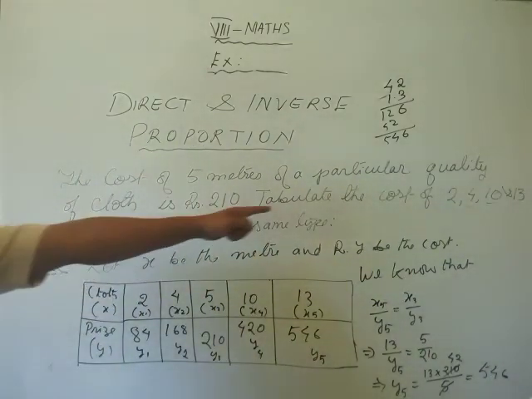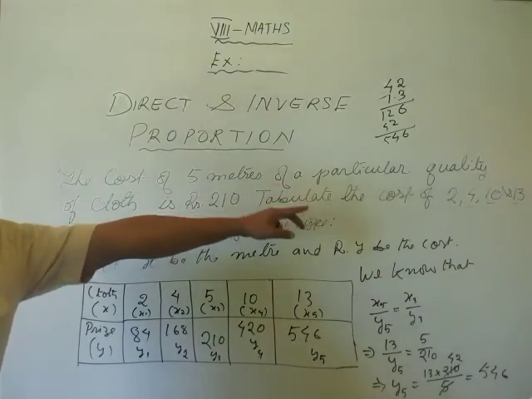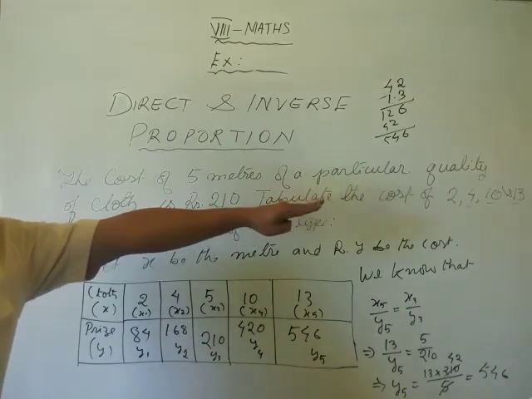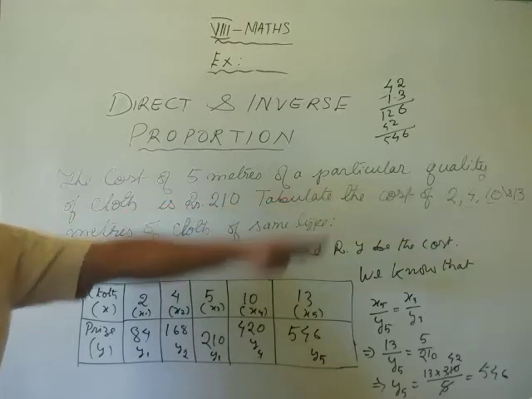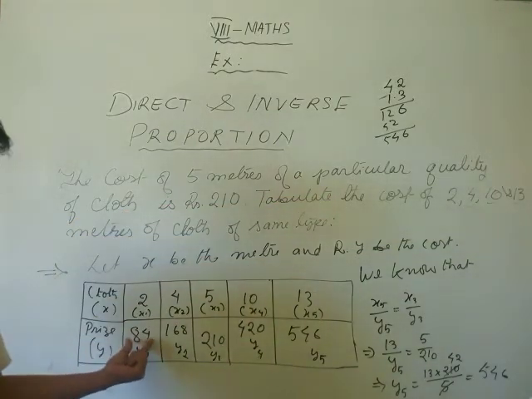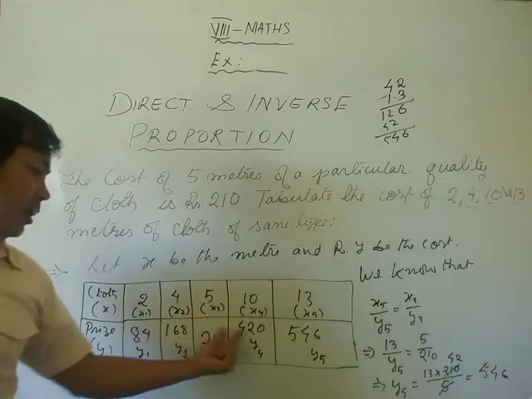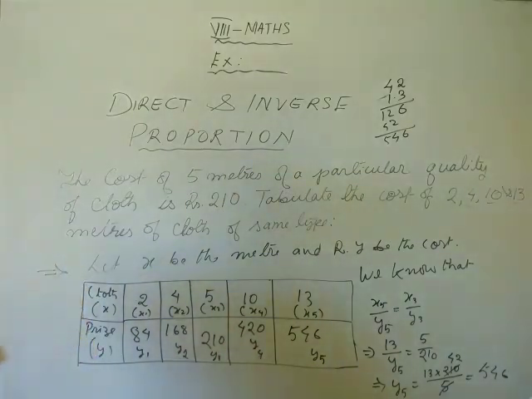After tabulating the cost of 2, 4, 10, 30, we get the values here as 84, 168, 420 or 546, like this, as per the proportionality of the terms. Okay, so this is what we have to do in this chapter.